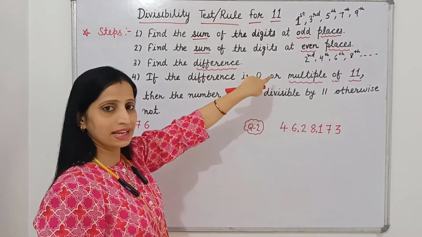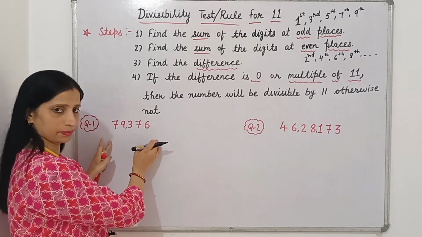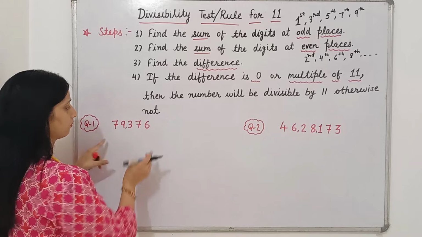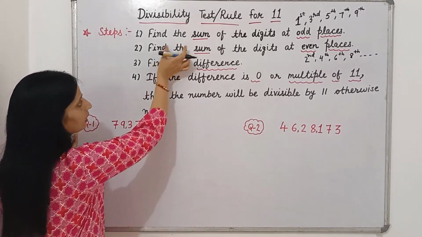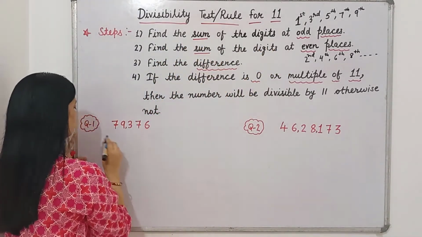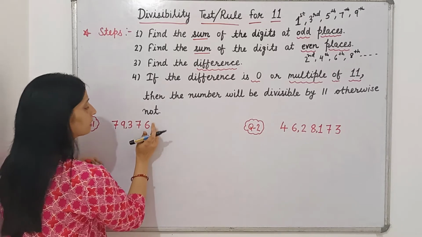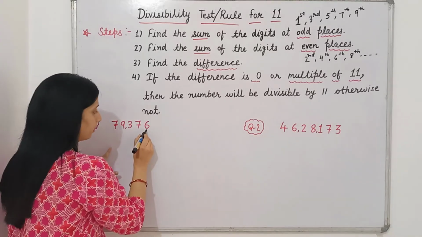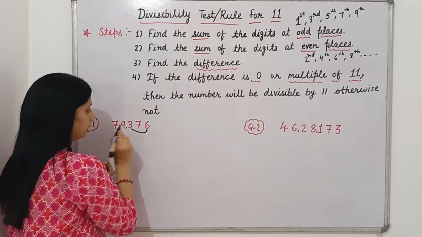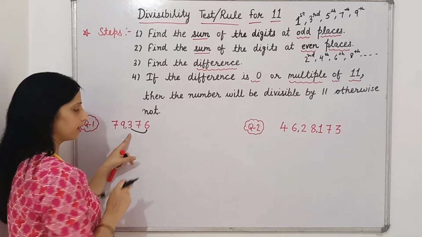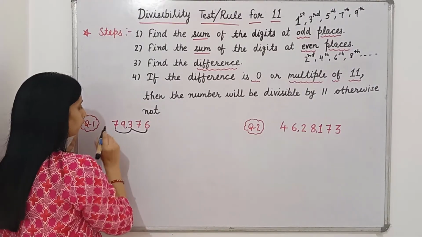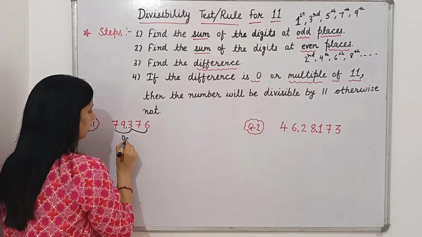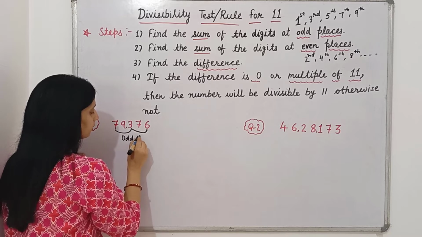So now let's apply these steps in this given example. Here the question is 79,376. The first step is the sum of the digits at odd places. So what are the odd places here? This is our first place, which is at an odd place. Then the number 3 is at the third place, and 7 is at the fifth place. So 6, 3 and 7 are the numbers which are at odd places.